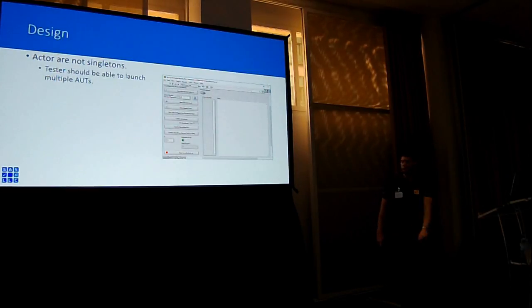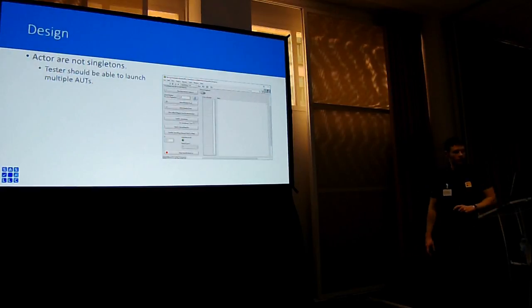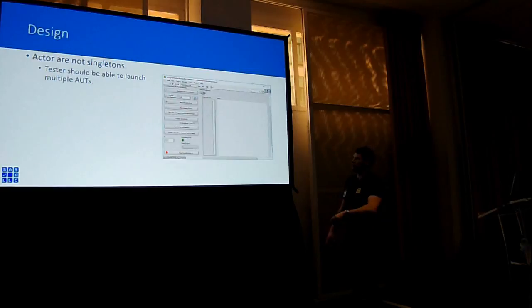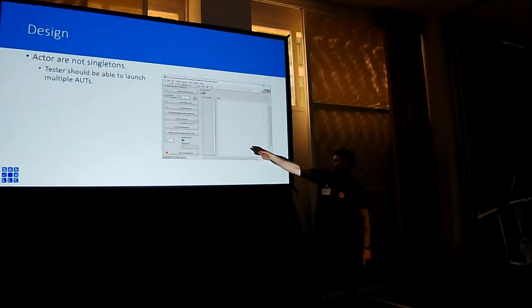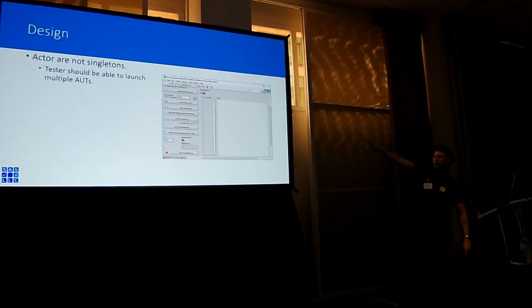The other thing is actors are not singletons, right? So I wanted my tester to be able to launch as many actors as you want. You can launch 100 at once if you want. You can launch one. And you need a way to pick which one you're communicating with. So I kind of stole this idea of listing all the active actors and then having a drop down to pick which one you want to send your message to.